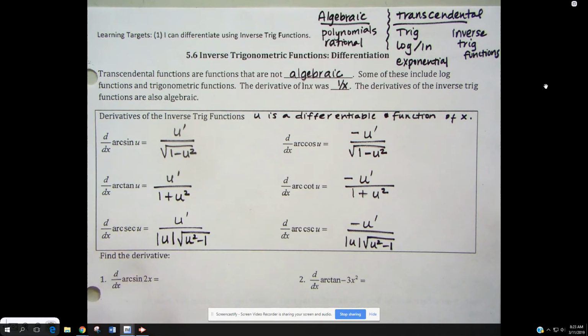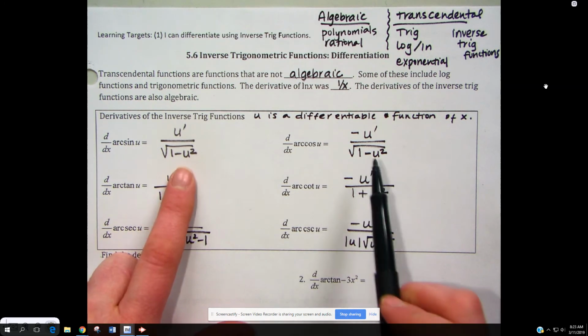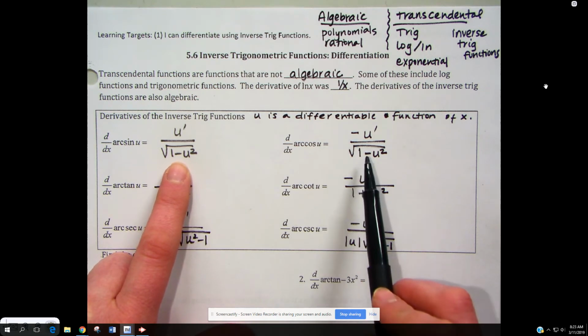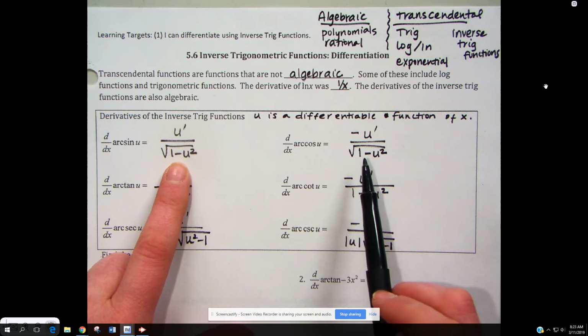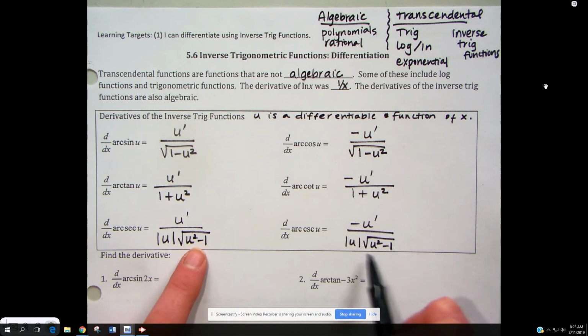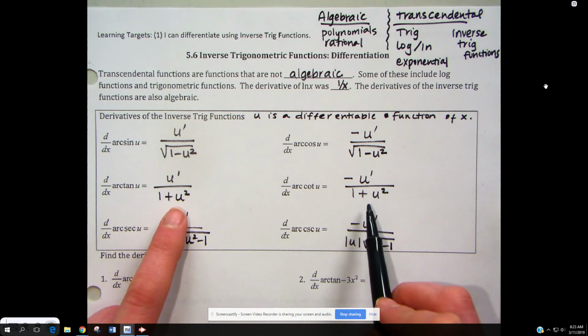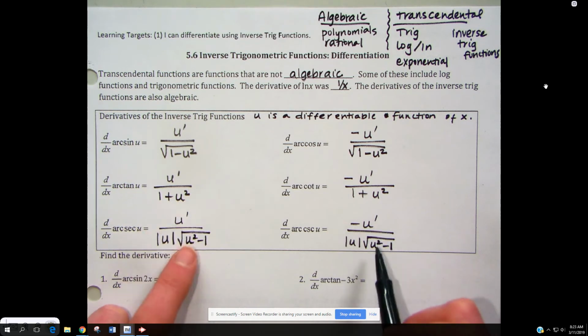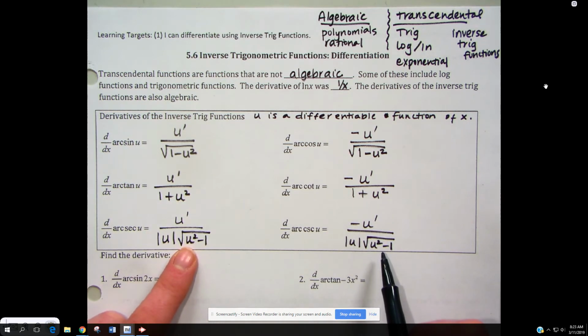If you notice, they come in pairs. Sine and cosine are just opposites of one another. There's the negative sign, but they both involve that square root of 1 minus u squared. The order matters, be careful. It can't be u squared minus 1. That would lead you into a different space. Tangent and cotangent, no square roots on the bottom, addition. And secant and cosecant have the most complicated ones. The six of these are just something you have to memorize.